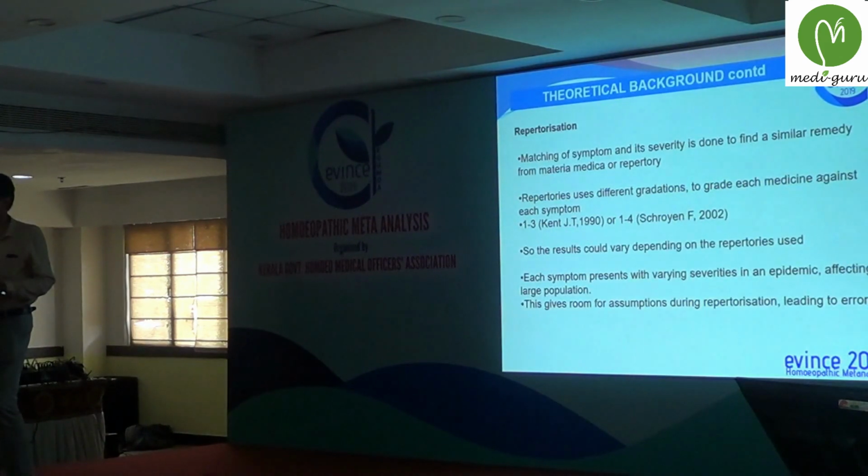Repertorization. Matching of symptoms and their severity is done to find a similar remedy from the Materia Medica or repertory. A repertory uses different gradations to grade each medicine against each symptom. Kent uses 1 to 3 and Synthesis uses 1 to 4, so the result could vary depending on the repertories used. Each symptom presents with varying severities in an epidemic affecting a large population. This gives room for assumptions during repertorization, leading to errors.